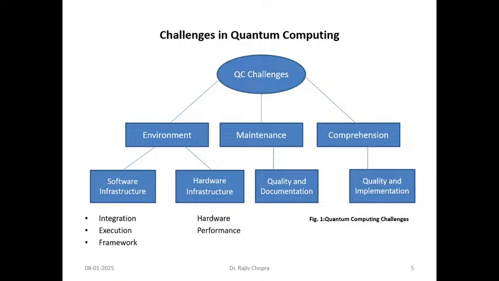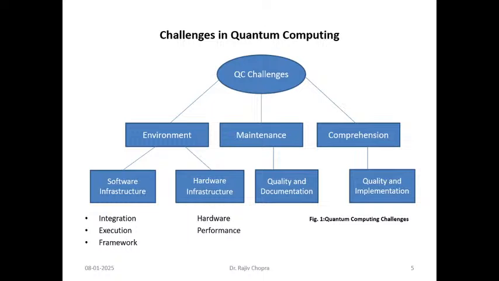The execution itself is a challenge. The new framework is a challenge. Then hardware, new hardware is being developed every day. I will be focusing on a few of them. They are being developed every day, and new experiments are being done. Tomorrow morning again you will find something new on Google or somewhere. So hardware and performance are also two challenges. Then the maintenance part, quality and documentation, and the comprehension, quality and implementation. We'll see some of these points one by one.